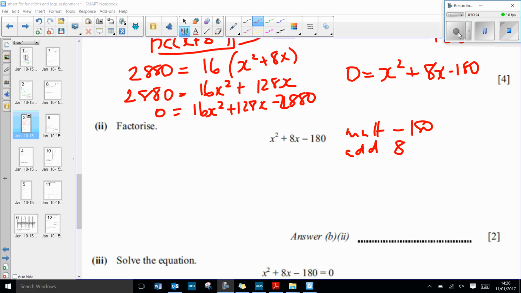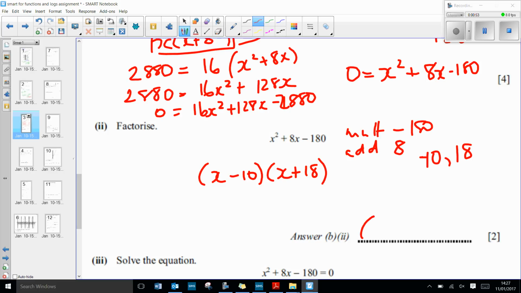So that would be negative 8 and positive 18. Isn't that, what was I talking about? I mean negative 10. Bless my heart. Okay, so in brackets we'd have x minus 10 and x plus 18, or the vice versa, either is fine. So negative 10 plus 18.